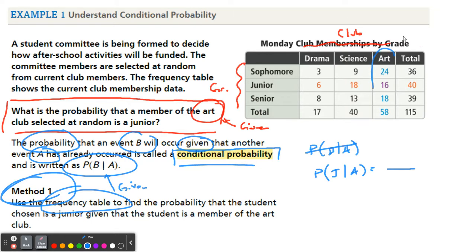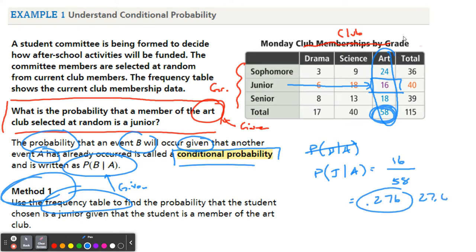So I'm going to focus just on this column alone and this bottom total. That is my bottom number, 58. And out of those 58, how many are juniors? So now that's where I come across where the juniors are, and I find that number in my highlighted column or row. So again, art is the highlighted column, 16 is the number in the row. This is my conditional probability, 16 out of 58, 0.276 or 27.6%.